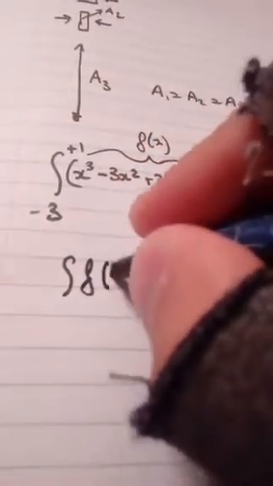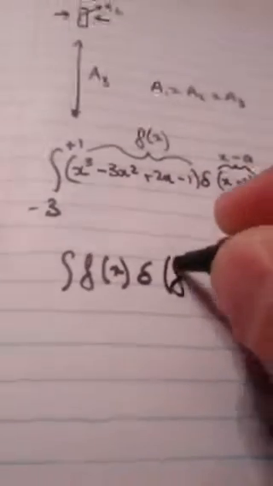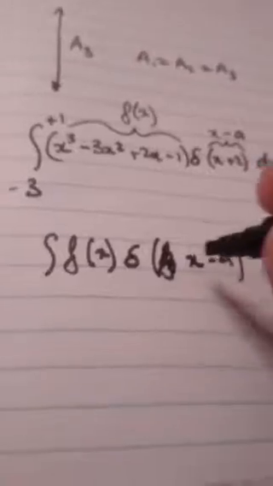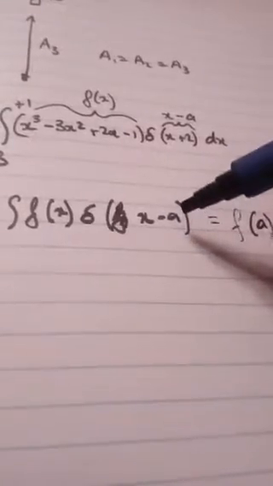So now, the rule is that when you get a Dirac function, the integral of f of x times Dirac of x minus a equals f of a. This is the rule. So the rule is that you take the negative of this number and you chuck it into this function. That's the rule.